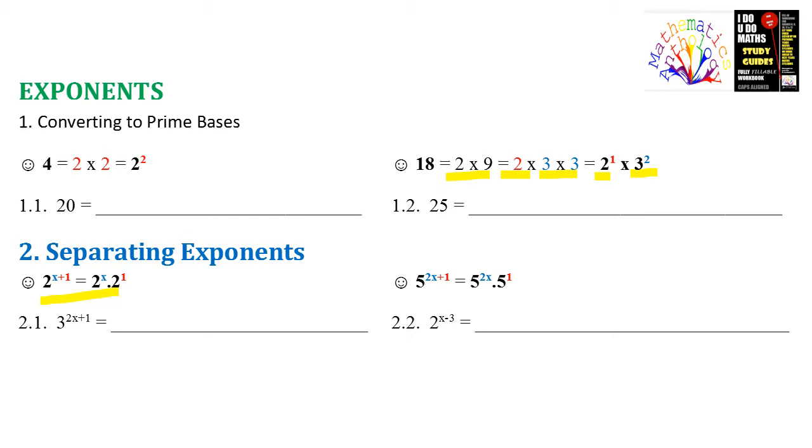Let's look at the next one. 5 to the power 2x plus 1 similarly can be separated as 5 to the power 2x times 5 to the power of 1.